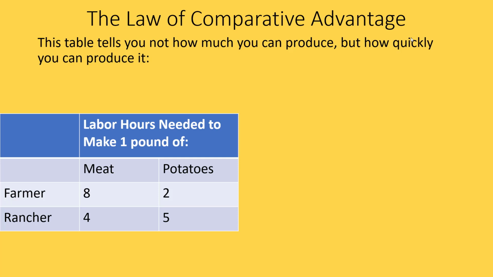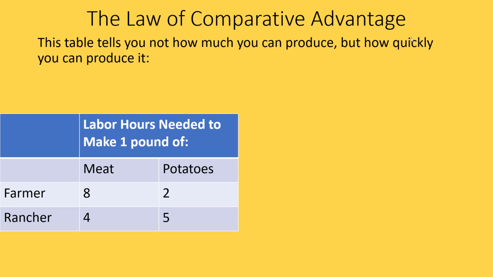So the example that we did in class for our lecture videos, I told you exactly how much each state or country could produce. This table tells you not how much each party here can produce, but how quickly they can produce it. So here it says the labor hours needed to make 1 pound of meat for the farmer is 8 hours, and for potatoes it's 2 hours. So if you look at this table and you think this is how much they can produce, you'd assume that the farmer is better at making meat than the rancher, which might not make a lot of sense, and the rancher is better at making potatoes than the farmer, which again might not make a lot of sense.